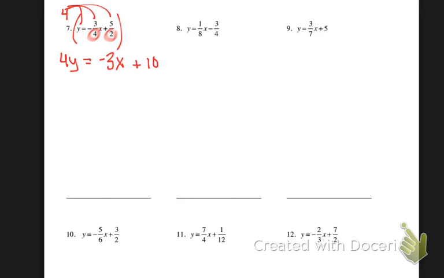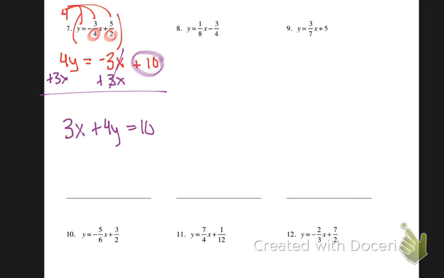Now we don't have any fractions, and now we're trying to get that 10 by itself. So we have to add 3x to both sides. We write the x's first, so we have 3x, then plus the 4y equals 10. And now that problem's done.